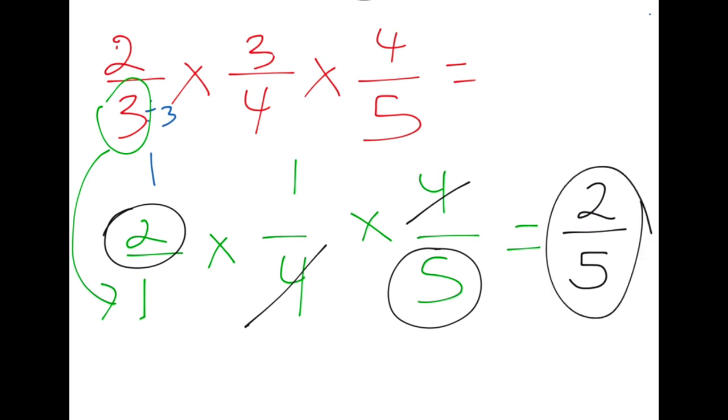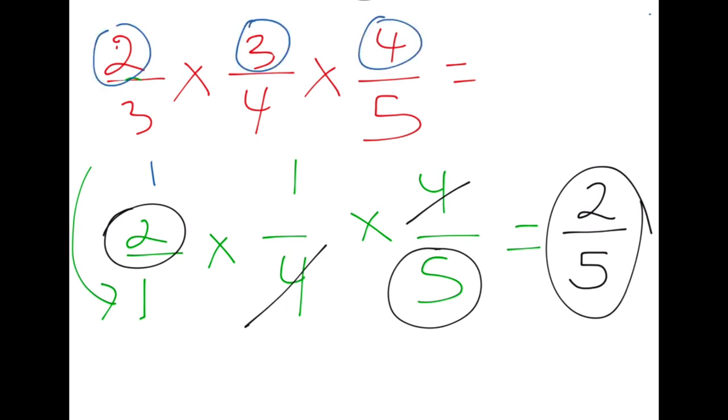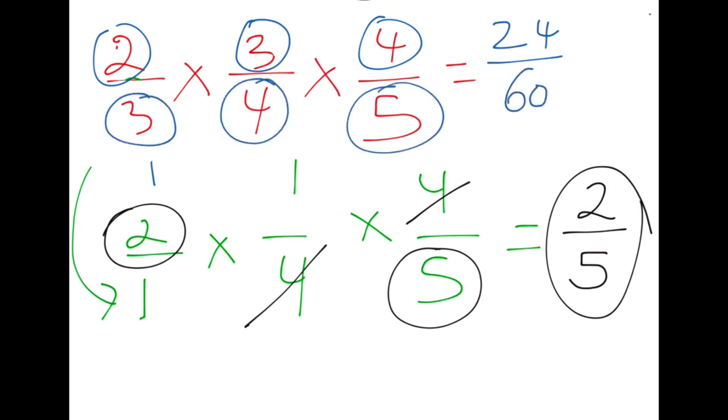Okay, now to check, you can do it actually the long way. What is 2 times 3? That's 6 times 4, that is 24. Over 3 times 4, that is 12. 12 times 5, that is 60. And then you simplify all of this. If you divide this number by 12, you will get 2/5, which is that.